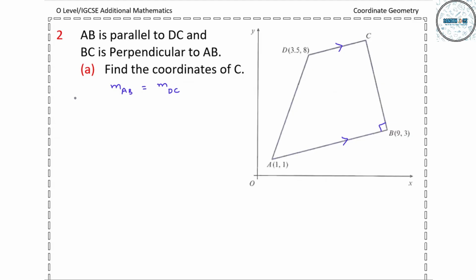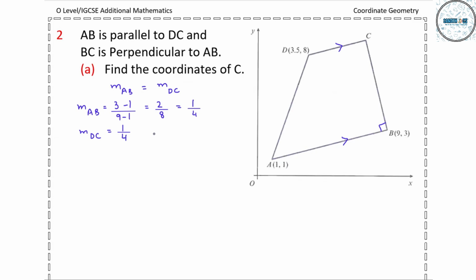So let's take out the gradient of AB first. Gradient of AB is equal to 3 minus 1 divided by 9 minus 1, which is equal to 2 upon 8, which is equal to 1 upon 4. Gradient of DC is the same as the gradient of AB, as the lines are parallel, so it is also 1 upon 4.